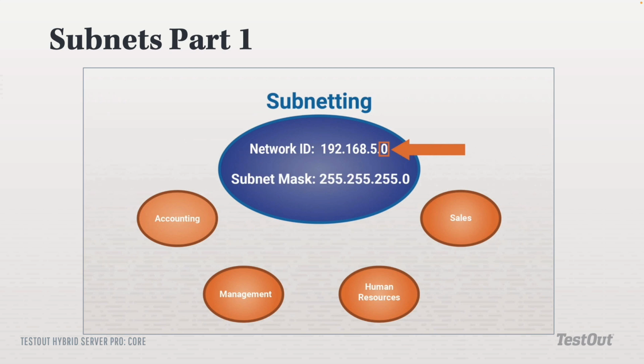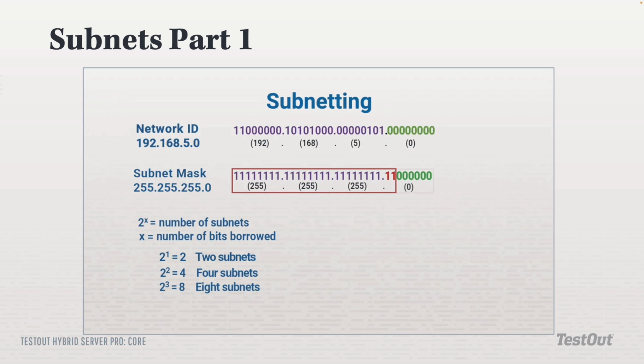So here's an example of the network that we are going to use. Our network ID is 192.168.5.0, okay? That means no host can be assigned 0 because that is our network ID. Below you can see our subnet mask, 255.255.255.0. That subnet mask defines the amount of hosts that we have. In this case, we're only using that last octet for hosts, and the first 3 are used for our network, okay?